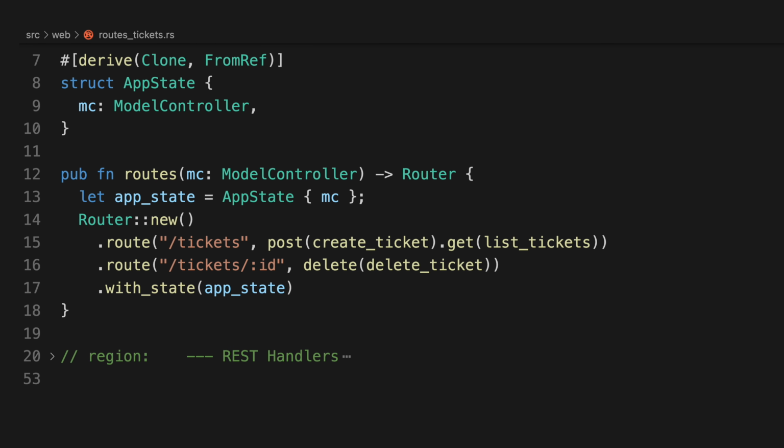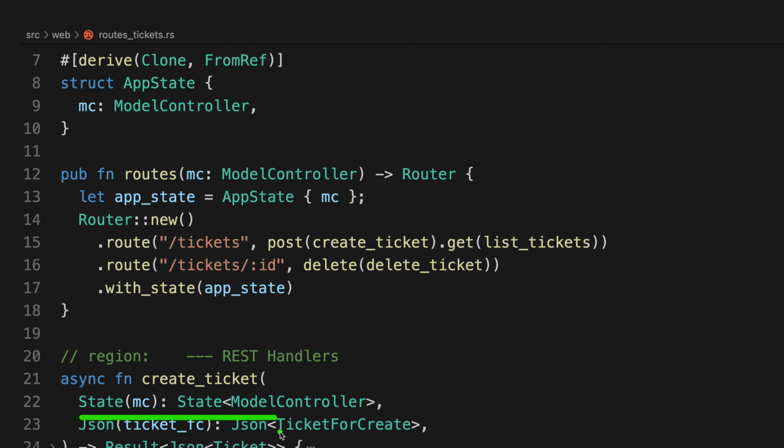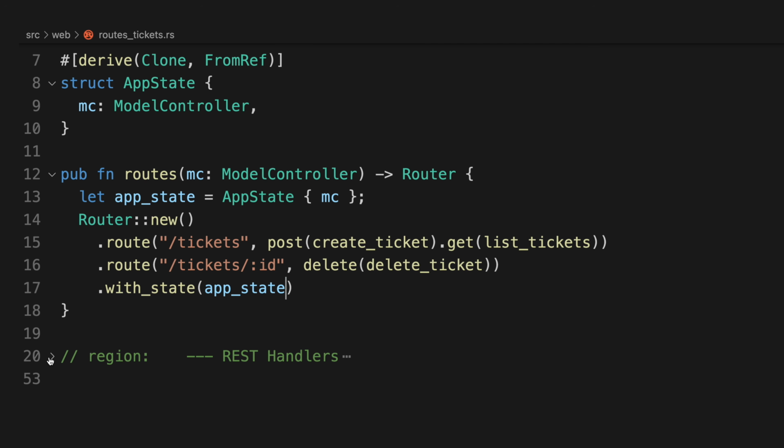And now that we have done that, everything works as before. So all of the bindings that we have done in our REST handler, like state MC, still work as before because MC becomes a substate. But your handlers and all of your middleware don't have to know if it's a main state or a substate. So that is extremely powerful.